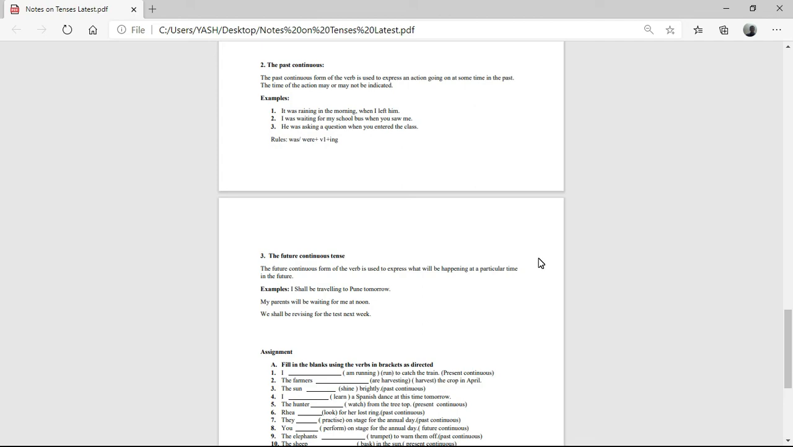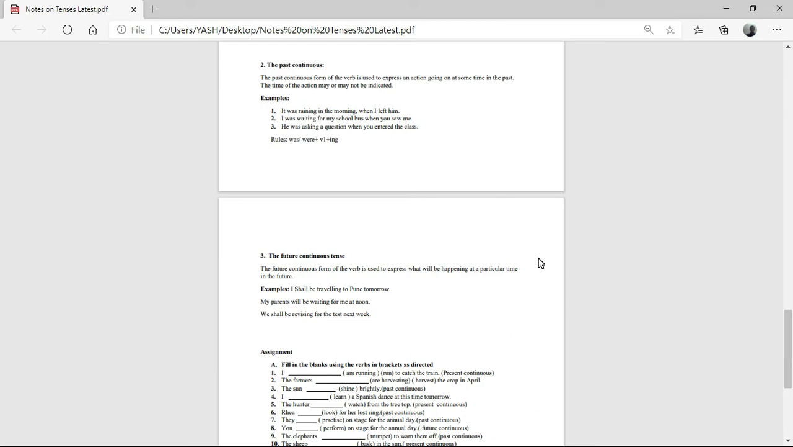I shall be traveling to Pune tomorrow. So tomorrow I will be traveling to Pune. My parents will be waiting for me at noon. We shall be revising for the test next week. So this is all about tenses.